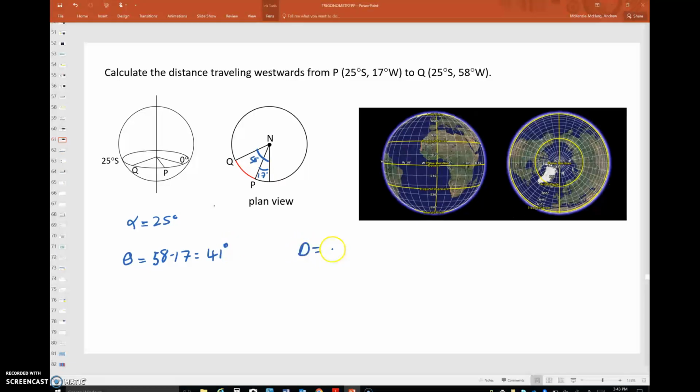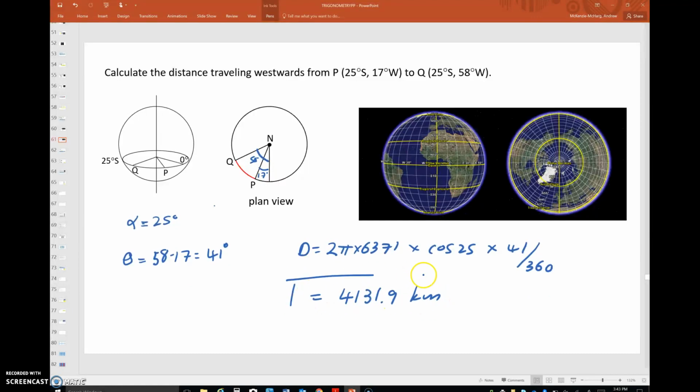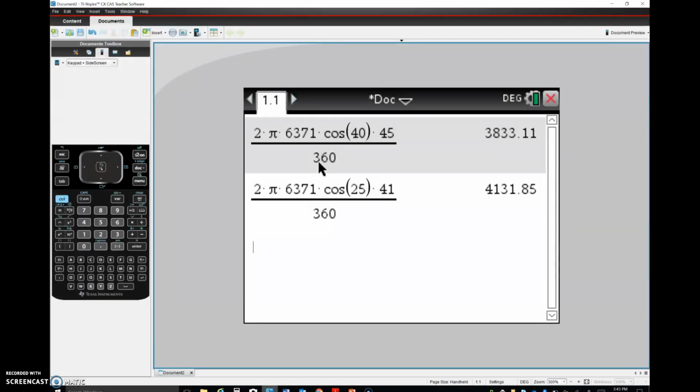So D equals 2 pi by 6371 by the cosine of 25 by 41 on 360. So for this one, you should get this number: 4131.9 kilometres. Okay, here are the calculations, in case you weren't sure how to put it into the calculator. So go ahead and look at the description for the video and try some of these questions.